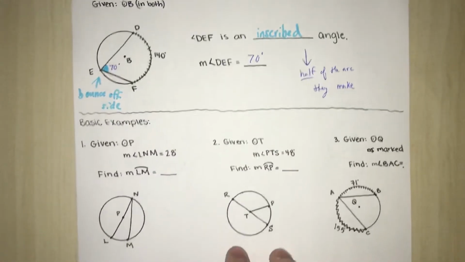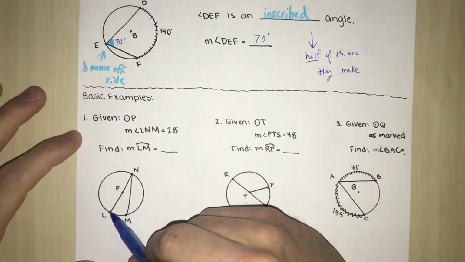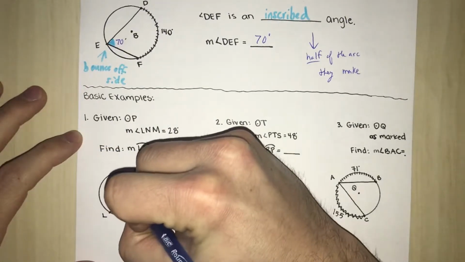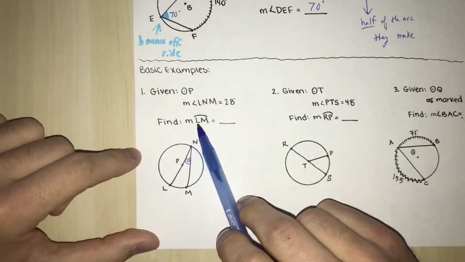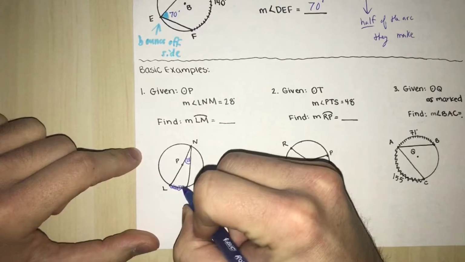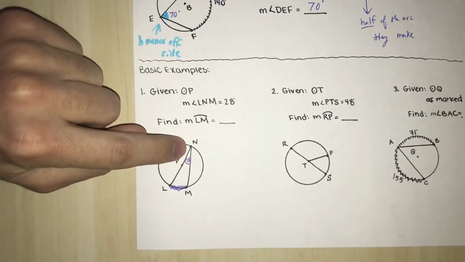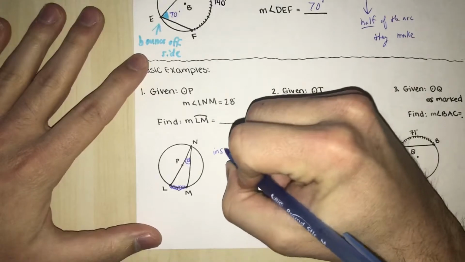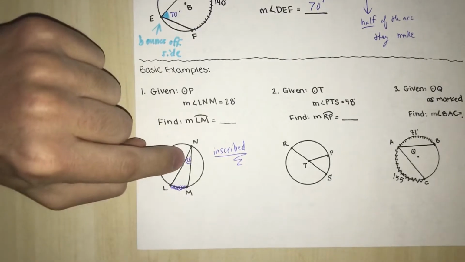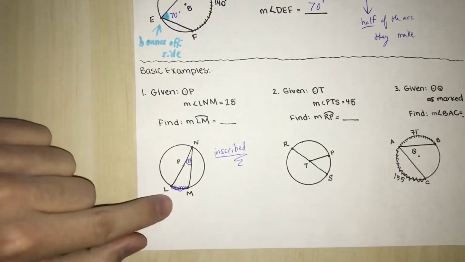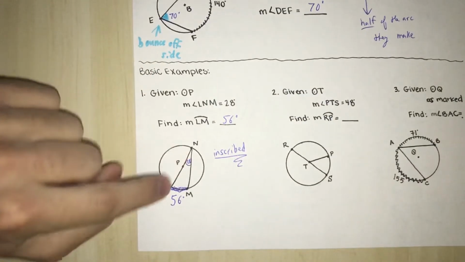Down below we got basic examples, right? This is just like me, I'm super basic. Angle LNM is 28 degrees, right there. Hopefully you guys can see that. It wants me to find the measurement of arc LM, which is this here. The main thing to say is that the angle I'm giving you is an inscribed angle because it's bouncing off the side. Since I know it's inscribed, I know this is half of whatever the arc is. So that would mean arc LM is 56 degrees, because 28 times 2 is 56.